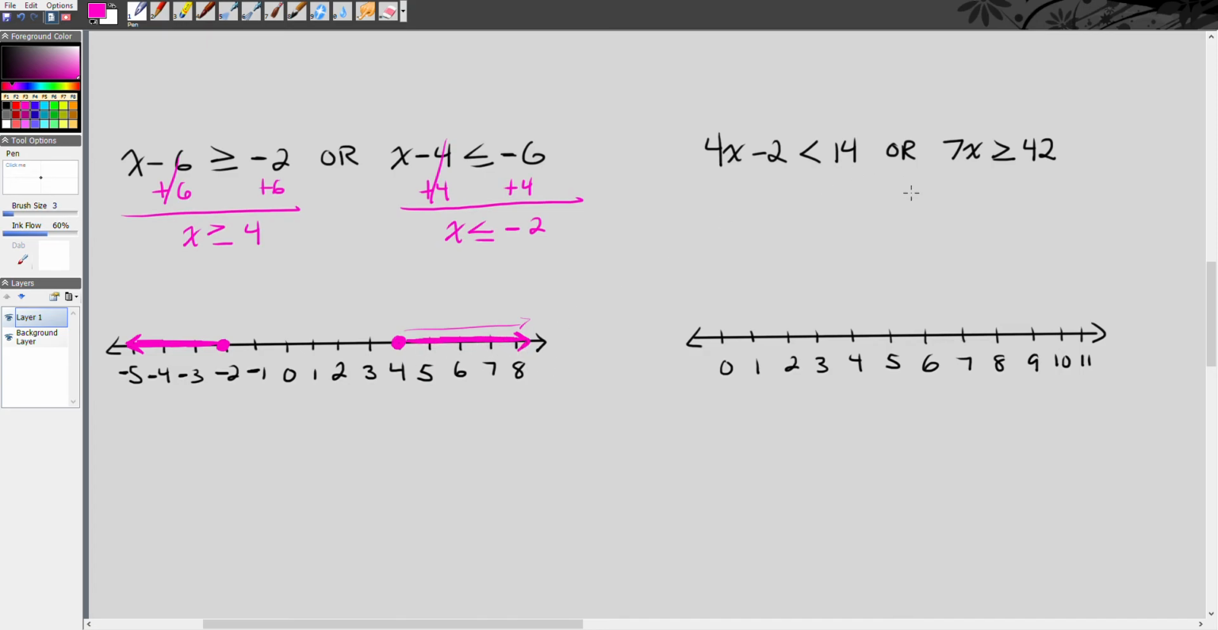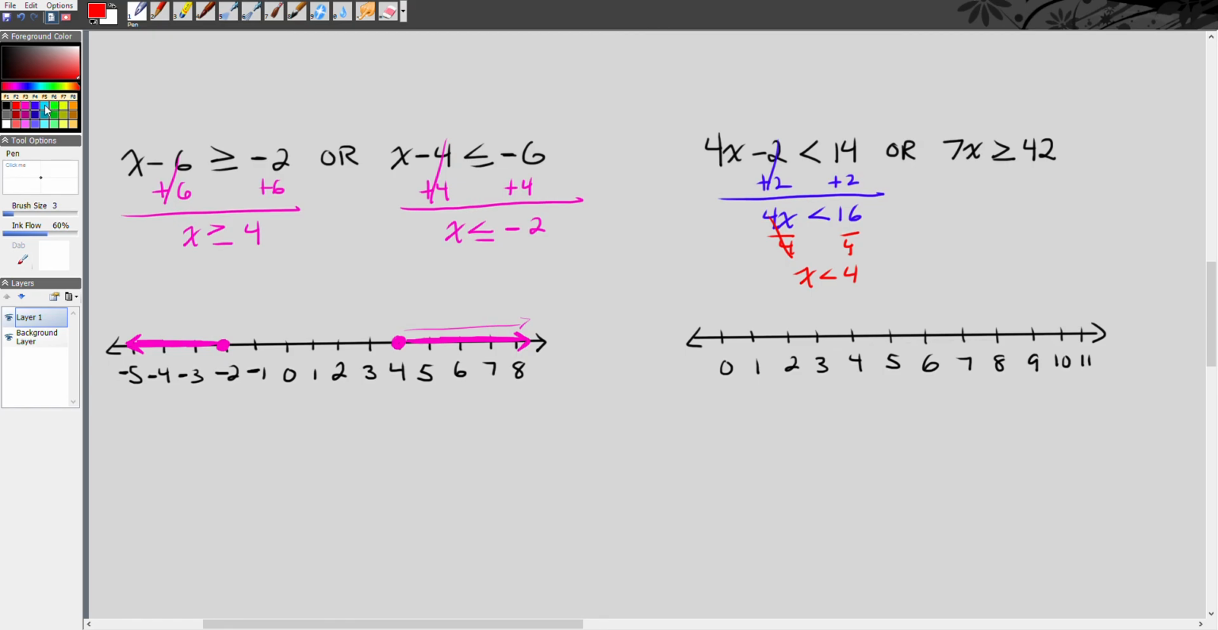All right, one more. So over here we have 4x minus 2 is less than 14. So we're going to add 2 to both sides. Just like we're used to, you should be used to this by now. We get 4x is less than 16. And then last step here is we have to divide by 4. We get x is less than 4.